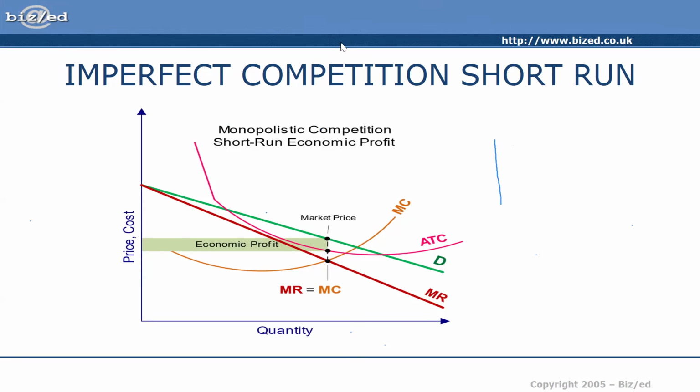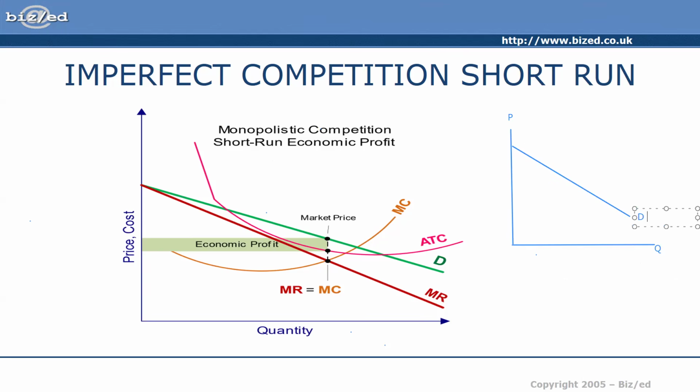So we start off like normal. Your y-axis and your x-axis. You have a price and a quantity. Now, in imperfect competition, you have a regular demand curve. A demand curve is normally downward sloping. The demand curve will look like this, just like any other regular demand curve.